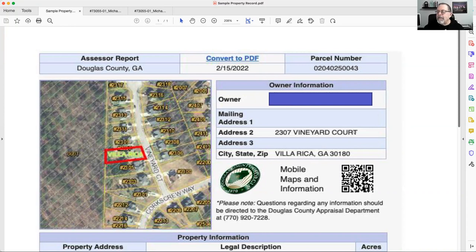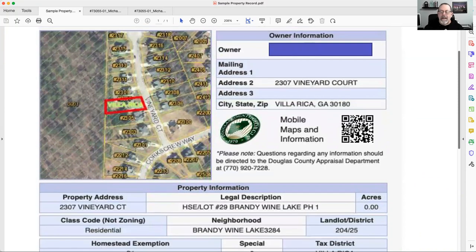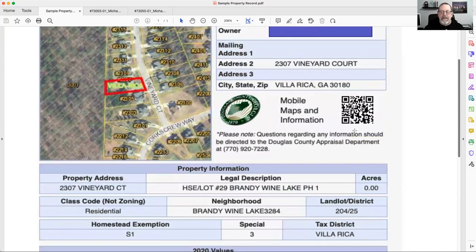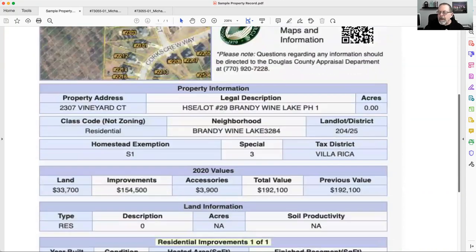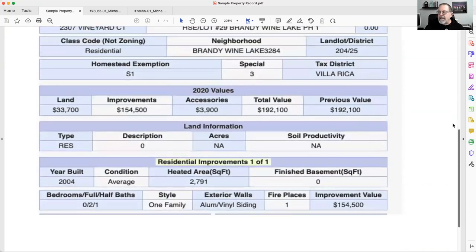Probably not. But this is what it looks like for this particular county. They all look somewhat similar. But you're going to find a place that shows last year's values. So for this one, the land was worth $33,700. The improvements, which is the building, is $154,500. They put in accessories, which I'm not even sure what that is. And then the total value.